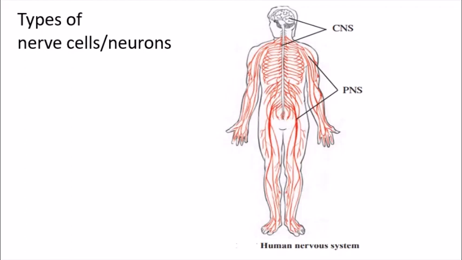Now according to the function in our body, nerve cells are classified into three types. First are the sensory neurons, second motor neurons, and third association neurons. Sensory neurons conduct impulses from a sensory organ to the brain or spinal cord. Motor neurons conduct impulses from the brain or spinal cord to the effector organs, the muscles or glands, whichever organ it is. Association neurons perform the function of integration in the nervous system. So this is how all the three neurons work together.